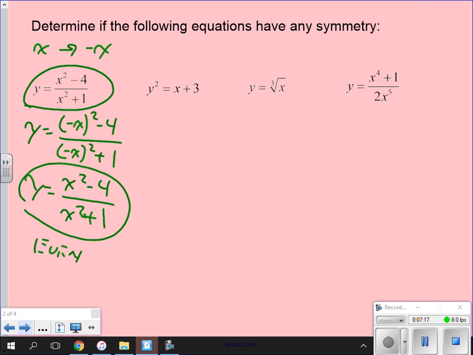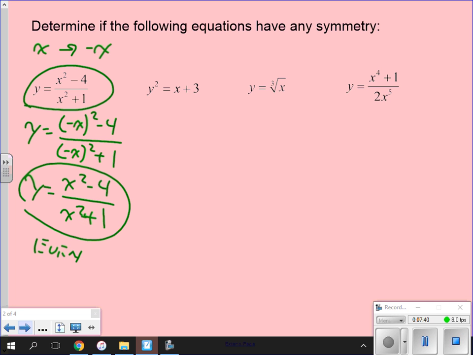Next one. Y squared equals x plus 3. So you want to be smart about this, because you're going to test for one of the three symmetries and see if it fits or not. And you want to shoot for one of them in particular. That's where you want to start. And if that doesn't work, you pick another one.